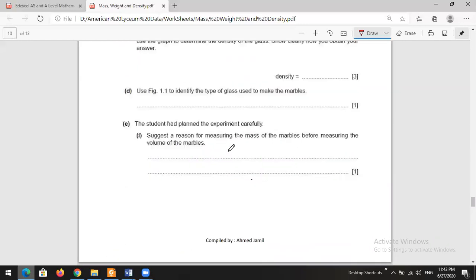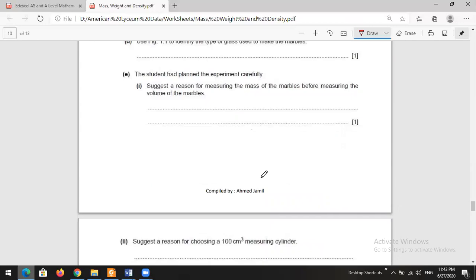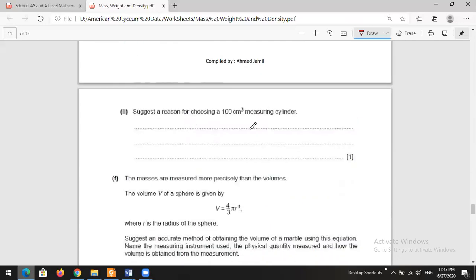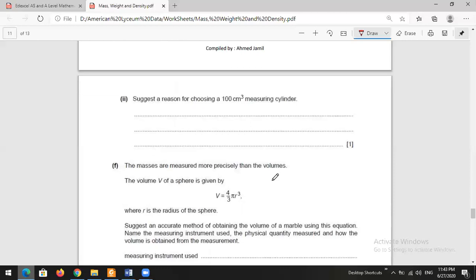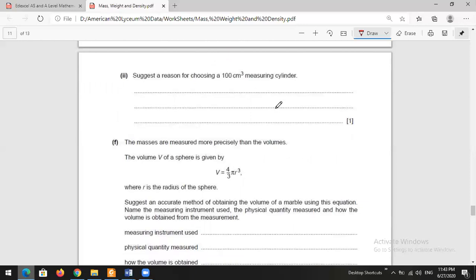Now, second part, suggest a reason for choosing a 100 centimeter cube measuring cylinder. Because if we choose less than 100 centimeter cube, the water would overflow. That is why we have chosen this 100 centimeter cube measuring cylinder. In case of less than 100 centimeter cube, the water would overflow when we put the marbles inside the measuring cylinder.